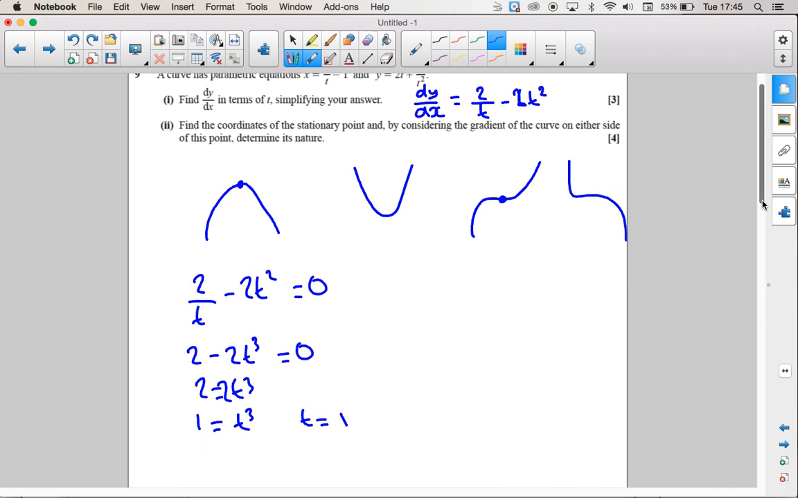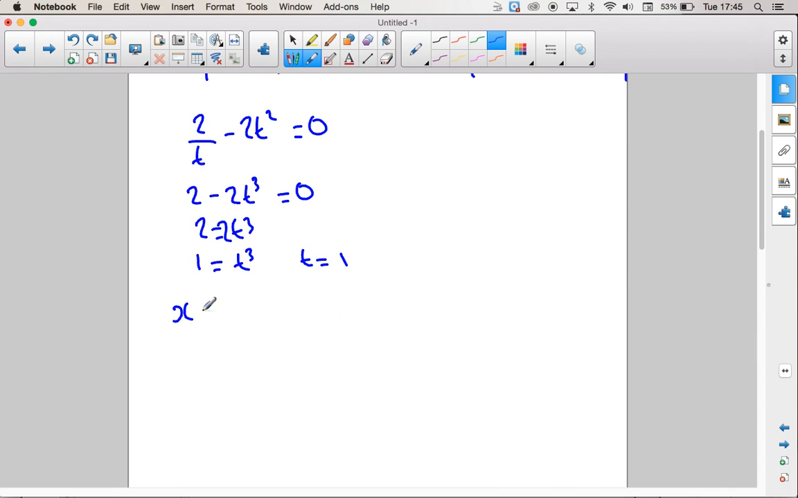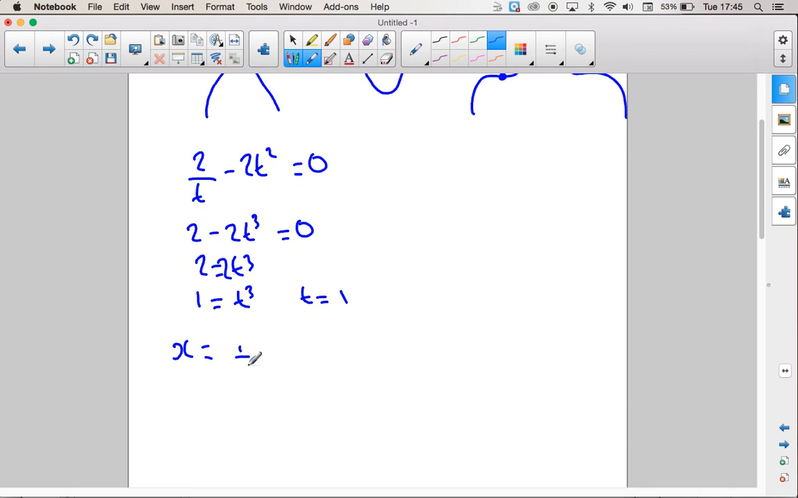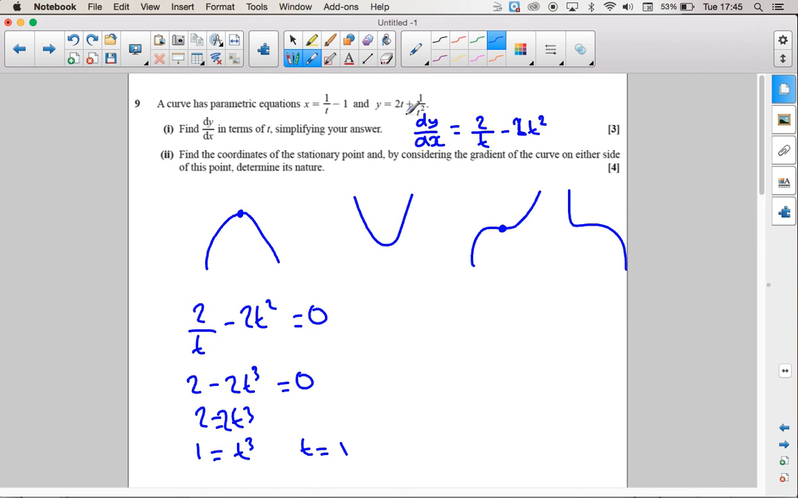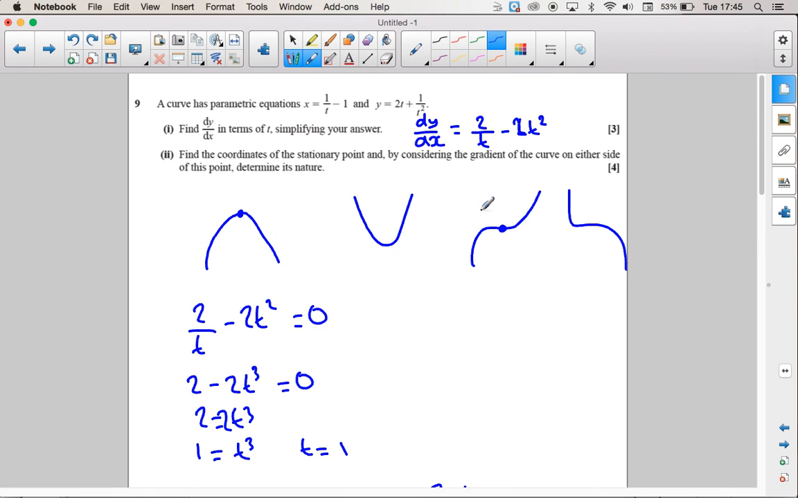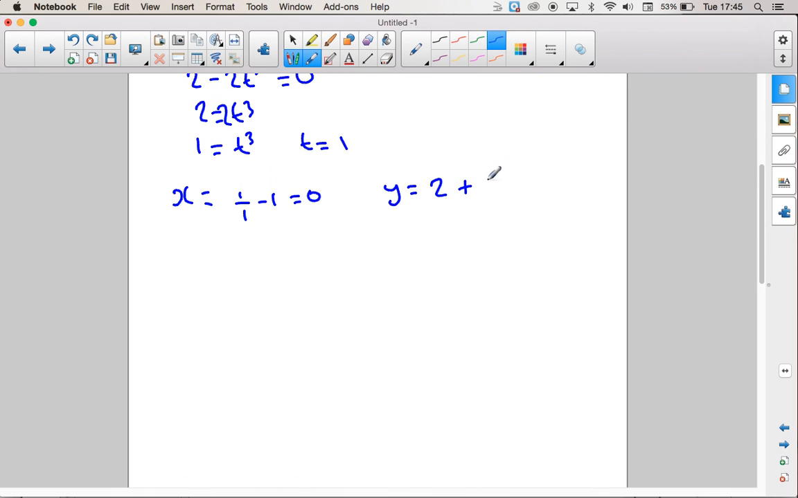So when t equals 1, x equals 1 over 1 minus 1, which is 0, and y equals 2 times 1, which is 2, plus 1 over 1 squared, which comes out at 3. So the stationary point is at 0, 3. That's for x and for y.